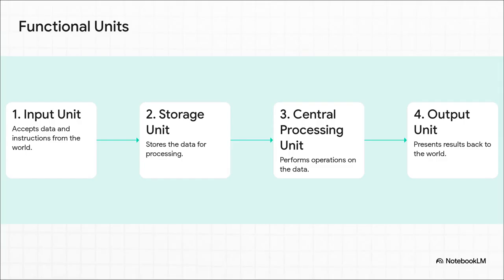You've got the input unit, which is how we get stuff in. The storage unit, which is where everything gets held. The central processing unit, or CPU, that's the brains of the operation. And finally, the output unit, which is how the computer talks back to us. It's a beautiful logical flow. So to really understand it, let's start right at the beginning, with the input unit.